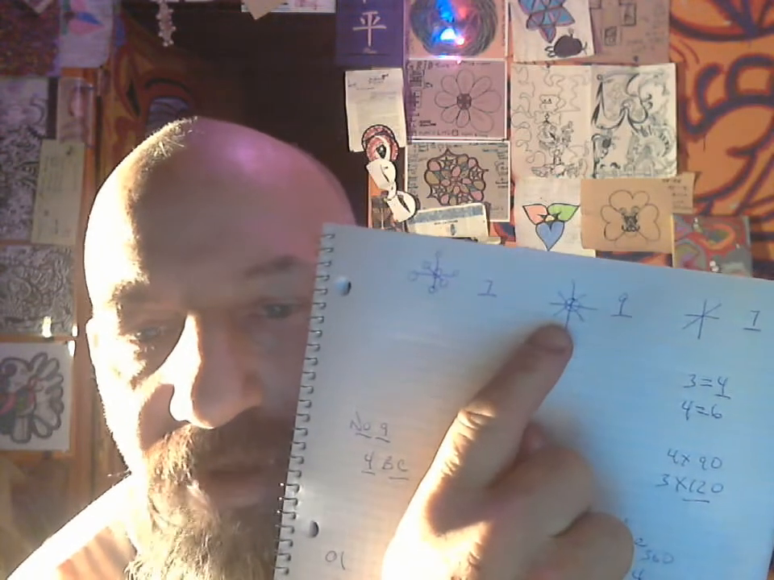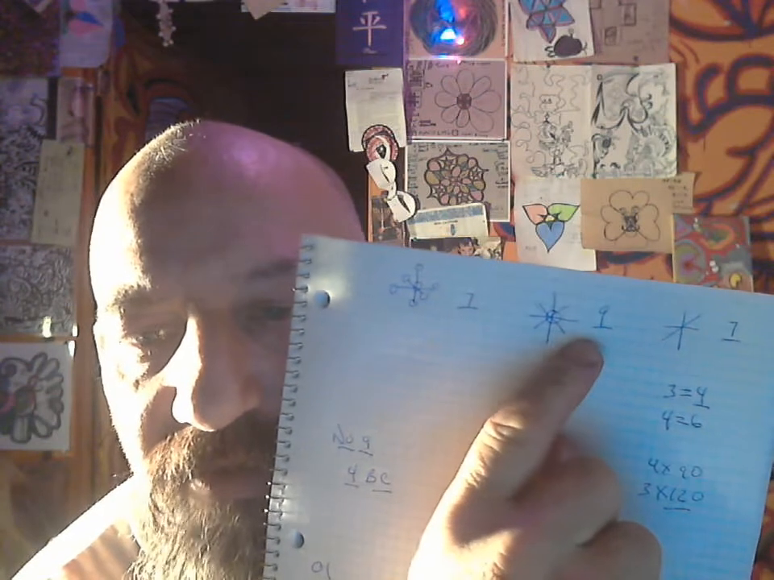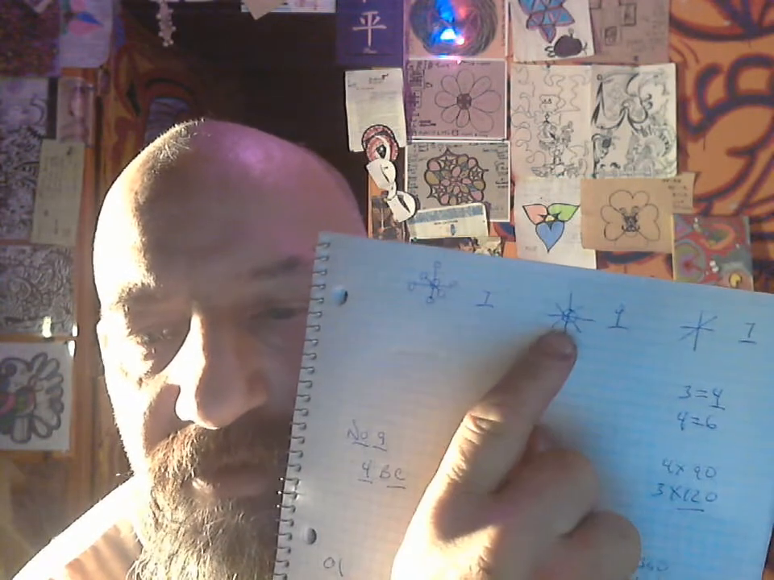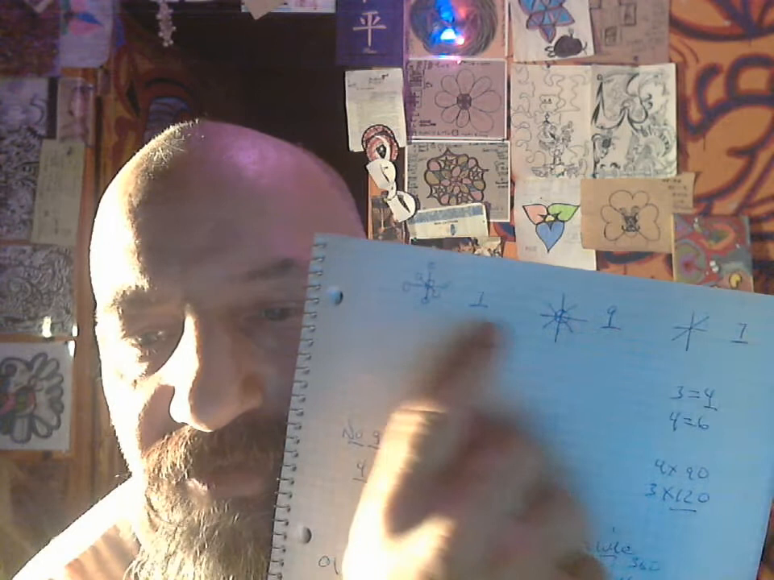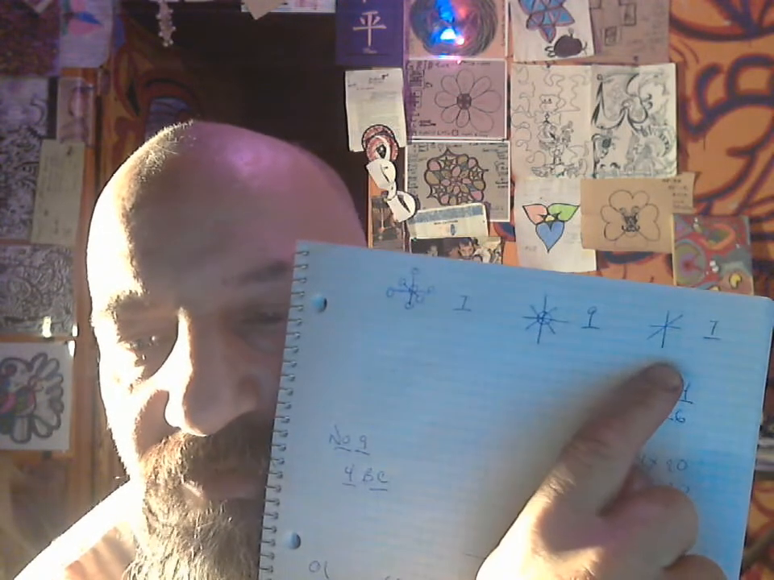This star is 9. I take this star, connect it to here. I get 7 of 9. I get this star and I connect it to here. I get 7 here and 7 here. This one equals 16. This one equals 16. This 16 is not the same as this 16.